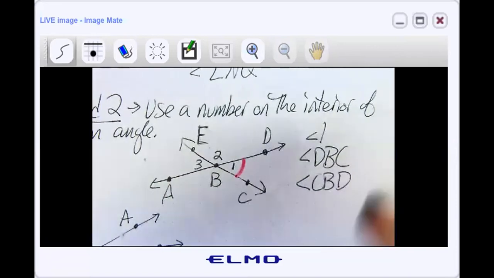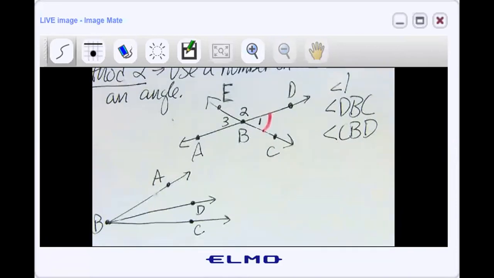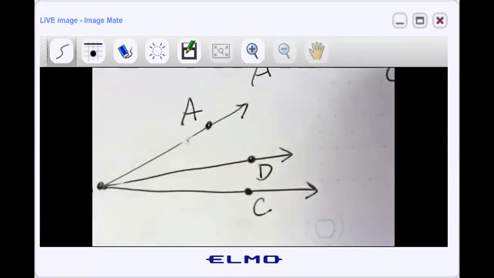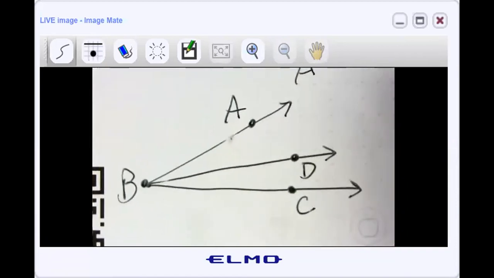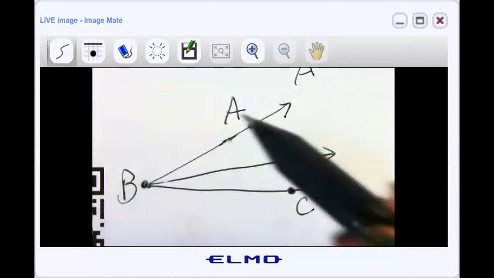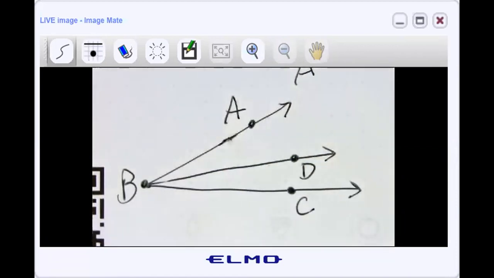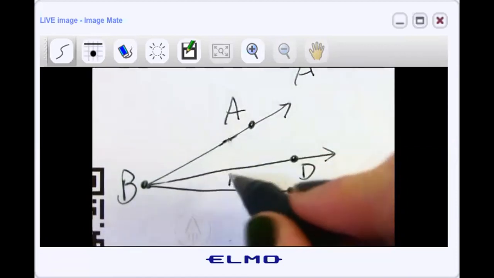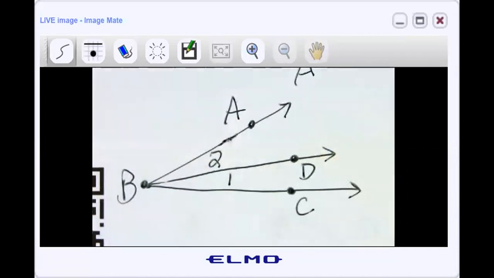All right, let me show you this diagram. I'm going to zoom in on it here. All right, say I had this scenario, and I wanted to talk about, let's say, this angle down here. I could put a 1 here. So there's angle 1, there's angle 2. That's great. That's fine. I can do that.